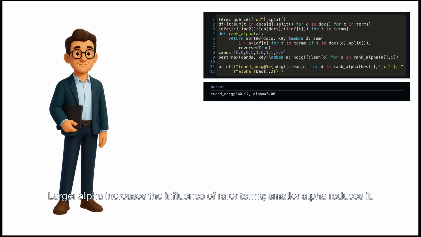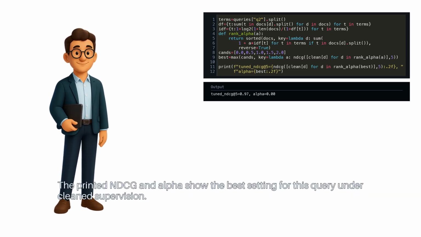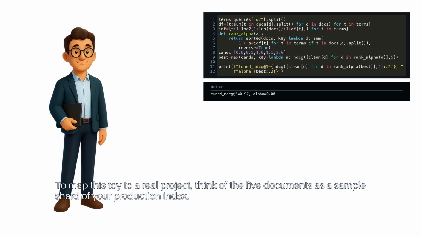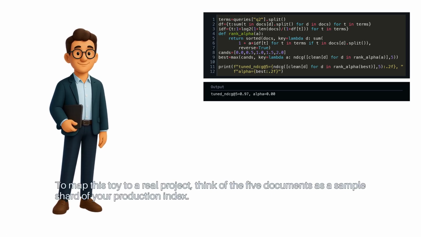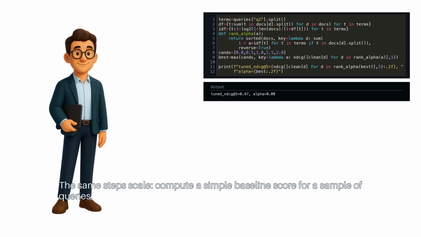Larger alpha increases the influence of rarer terms. Smaller alpha reduces it. The printed NDCG and alpha show the best setting for this query under cleaned supervision. To map this toy to a real project, think of the 5 documents as a sample shard of your production index. The same steps scale.